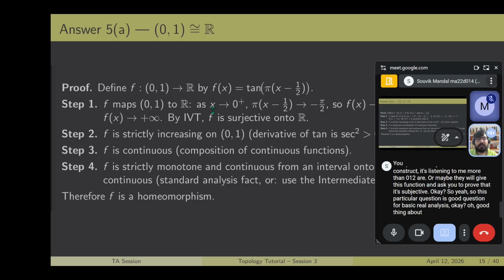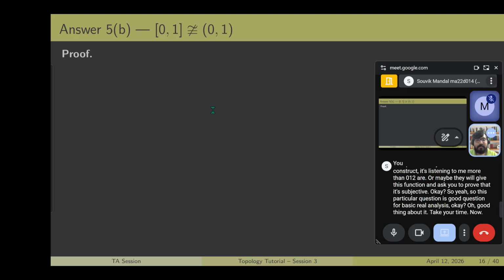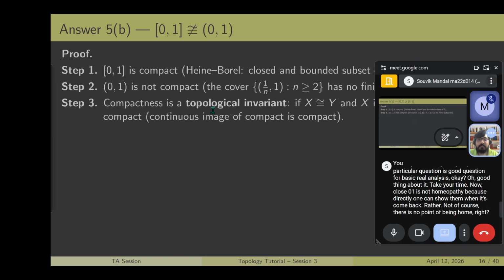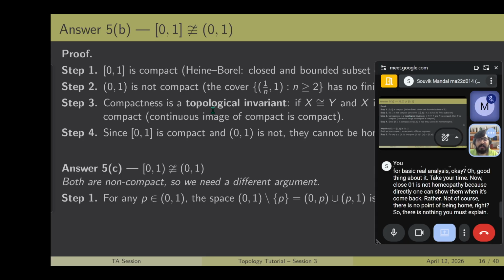Think about it, take your time, let me know. Now, [0,1] is not homeomorphic to (0,1) because directly one can show that one is compact and the other is not. Of course, there is no point of being homeomorphic, so there is nothing much to explain. I have written the argument. Please go through the argument once, then we'll go to part C.